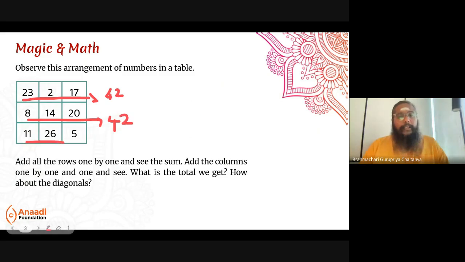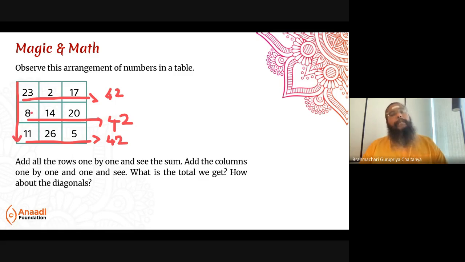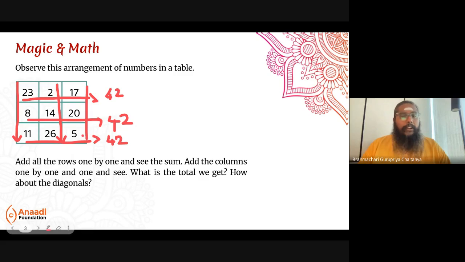Similarly, all the three rows, right? 11 plus 26 is 37, plus 5 is 42. Similarly, every column this way: 23 plus 8 is 31, 31 plus 11 will be again 42. Similarly, 2 plus 14 plus 26, 26 plus 14 is 40 plus 2, 42. Similarly, 17 plus 20 is 37 plus 5 is 42. So all the rows and all the columns add to the same sum, and that is called the magic sum.